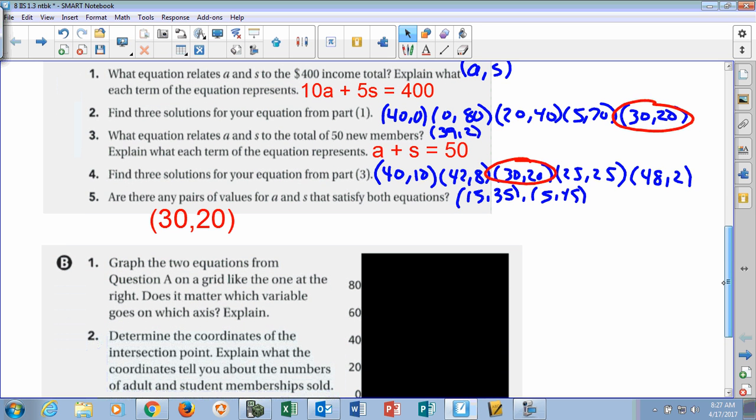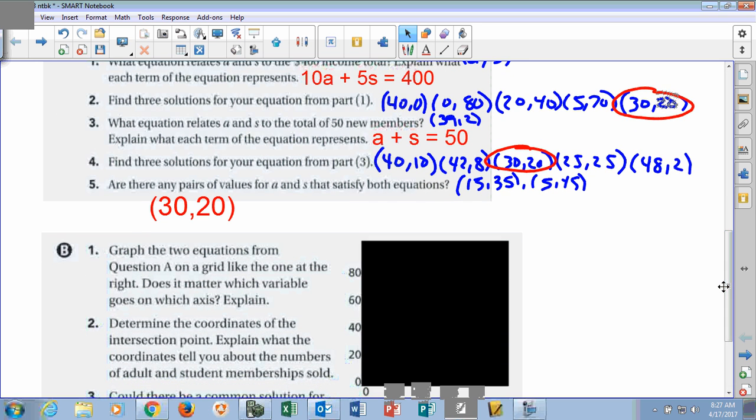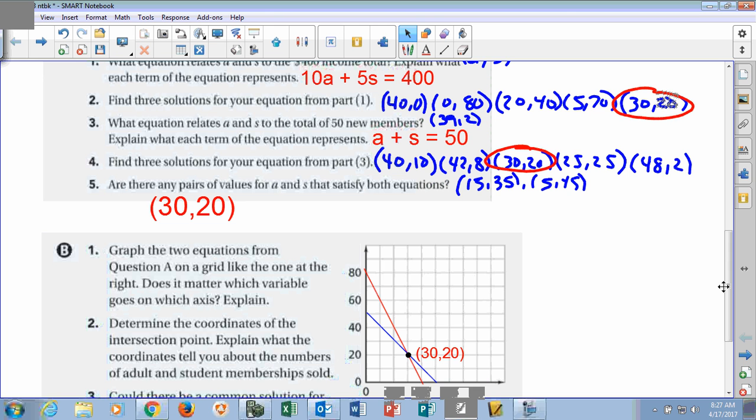So if I were to graph these two equations by using the intercepts, right? Up here we did 40, 0, which is right here, and 0, 80, which is way up here, right there, and right there. And then I do the same thing for this one. Now we didn't have intercepts for this one, but this would be 50, 0, and then 0, 50, right? So that's right here.